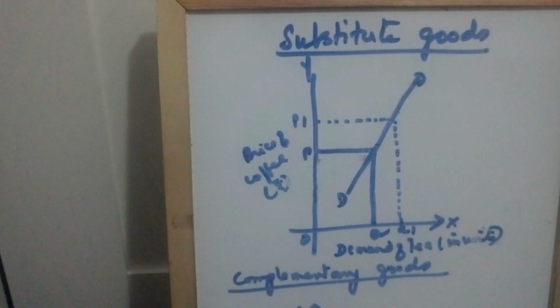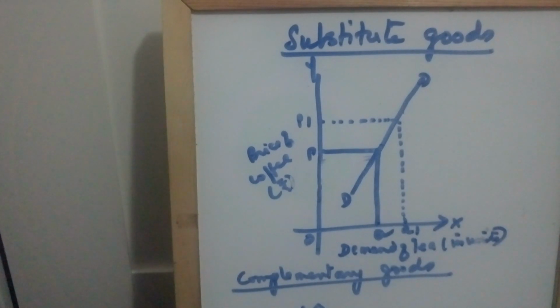Hello. Here in this diagram you find how the demand curve changes, or the relationship between the demand and substitute goods. The substitute goods are those goods which can be used in place of one another for satisfaction of a particular want, like tea, coffee.